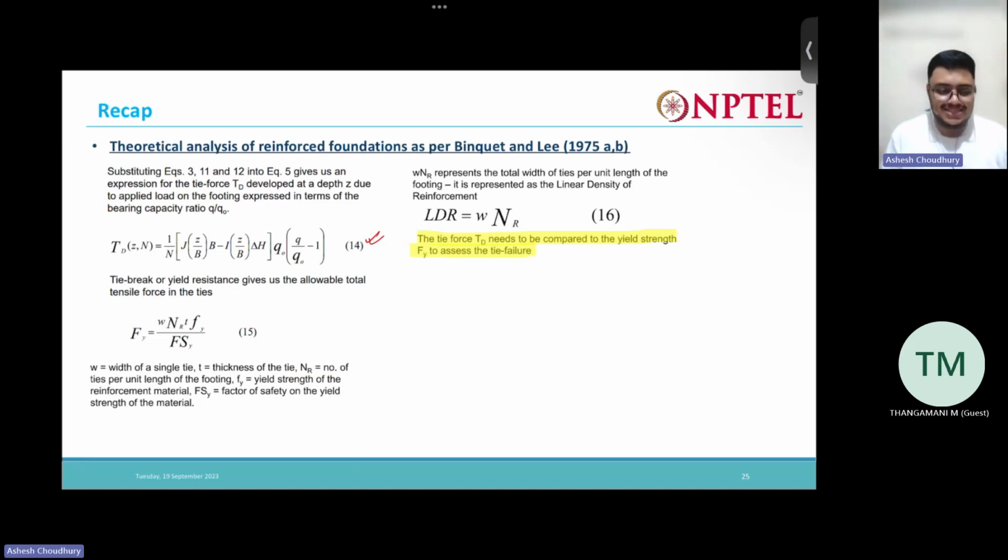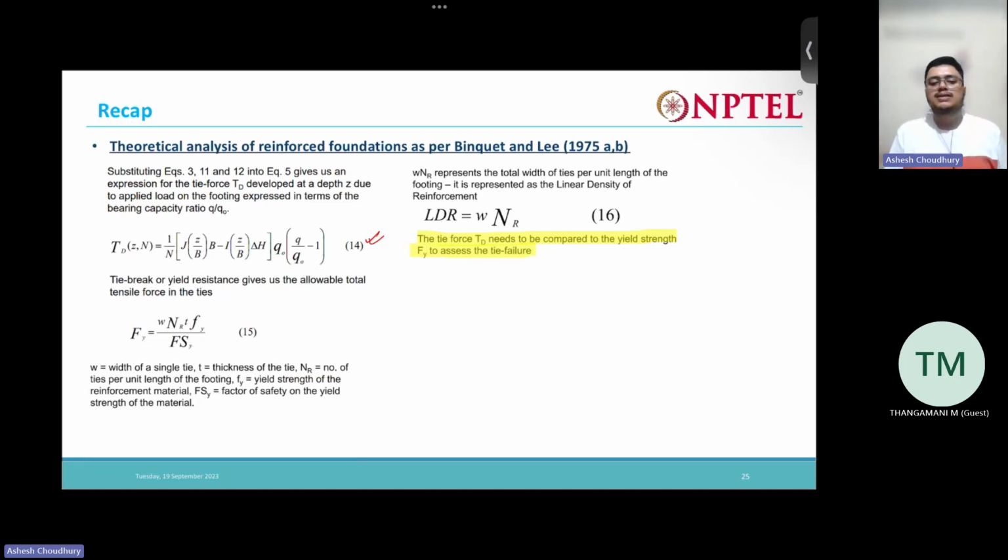Now the yield resistance is given by Fy. This yield resistance is given by Fy equal to W NR T Fy by Fsy, where W is the width of a single tie, T is the thickness of the tie, and NR is the number of ties per unit length of the footing. Fy is the yield strength, Fsy is the factor of safety on yield. And what is LDR? LDR represents the linear density of the reinforcement.